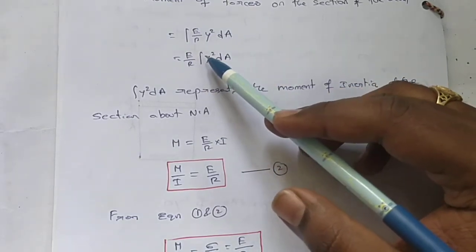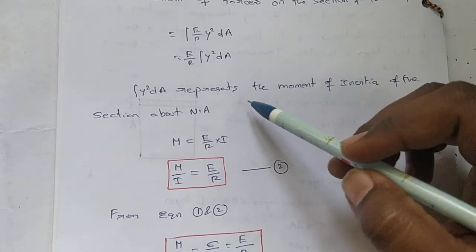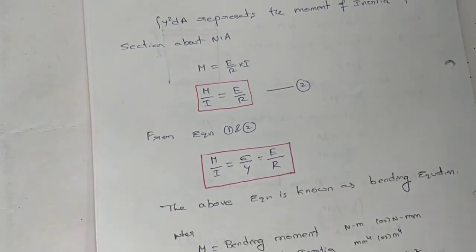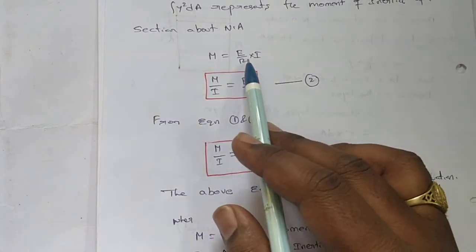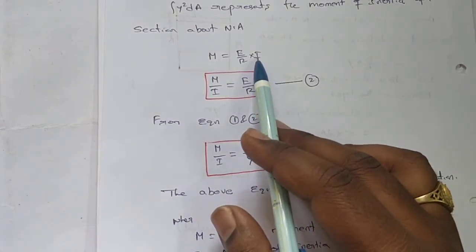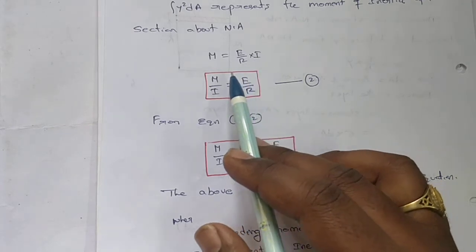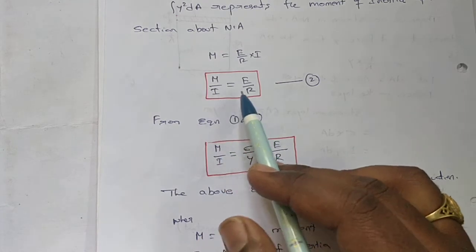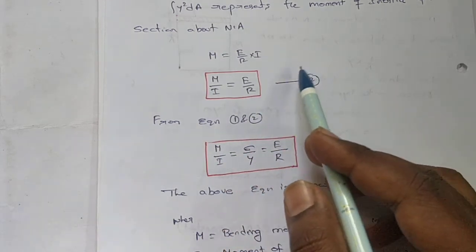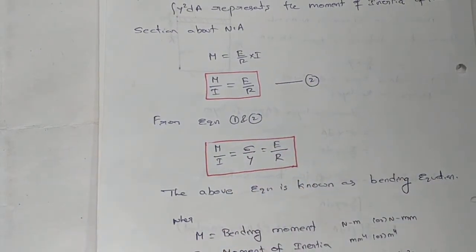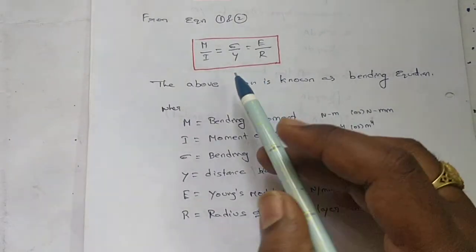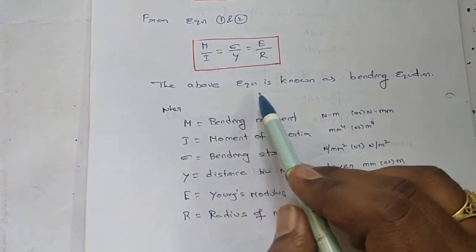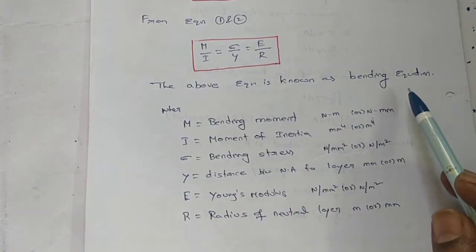Next, E by R is common. The integral of Y square dA represents the moment of inertia of the section about the neutral axis. So M equals E by R into I. When I moves from the right side to the left side, it goes to the denominator, so M by I equals E by R. This is considered equation 2. From equations 1 and 2, M by I equals sigma by Y equals E by R. The above equation is known as the bending equation.